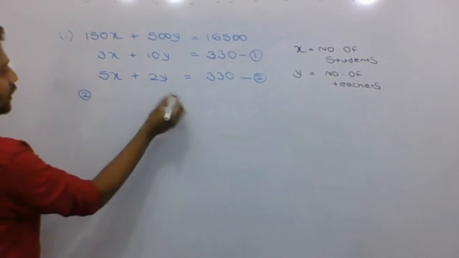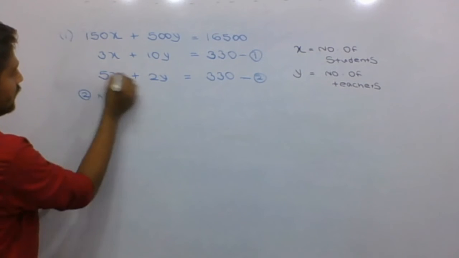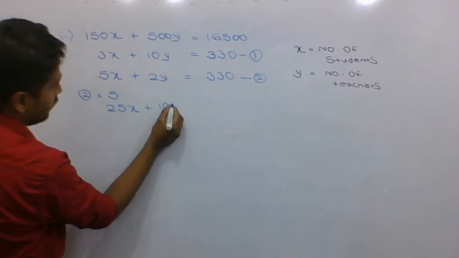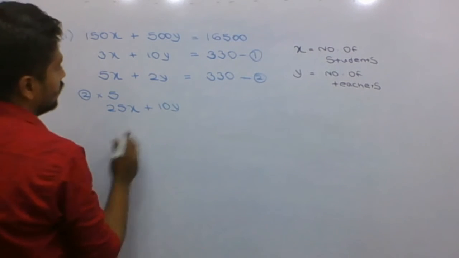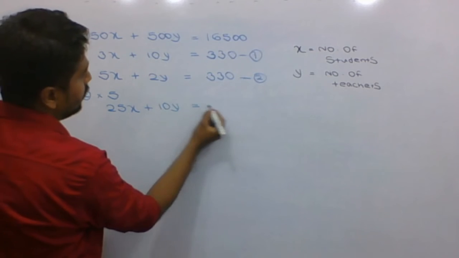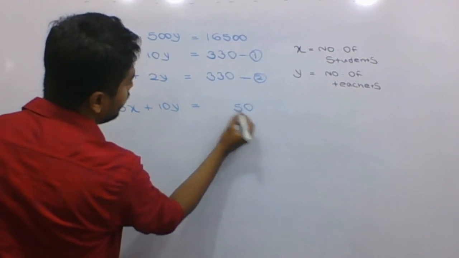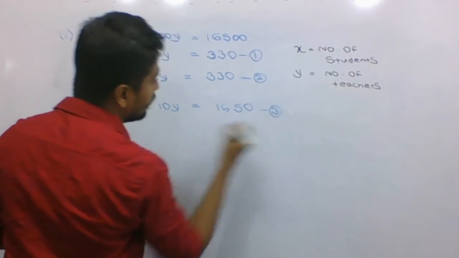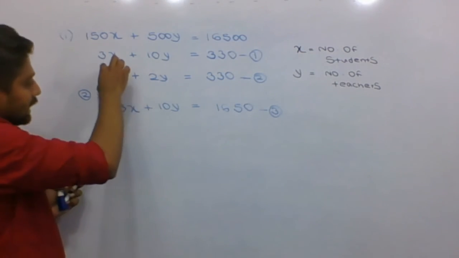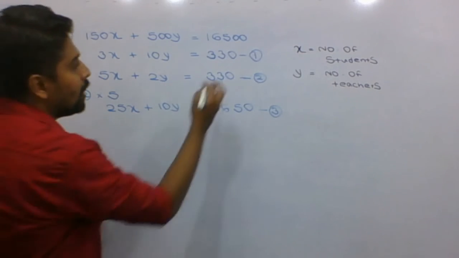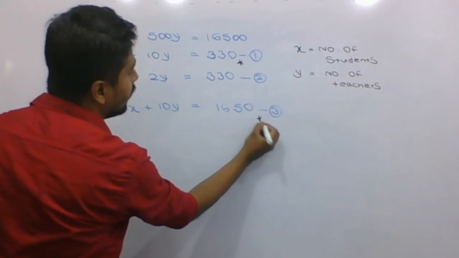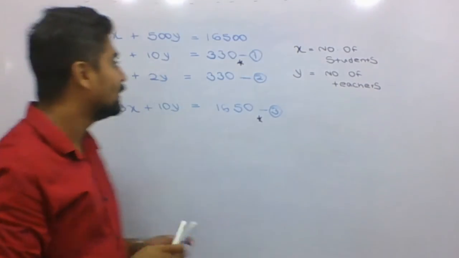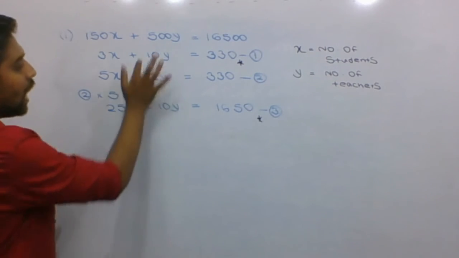Right, to remove y we have to multiply the second equation by 5. So this becomes 25x, this becomes 10y, and this becomes 1650. This is the third equation, right? So we have built the second equation up to the third. Now we are going to deal with the first one and the third one. Clear? Then, to remove this y, we have to do subtraction.